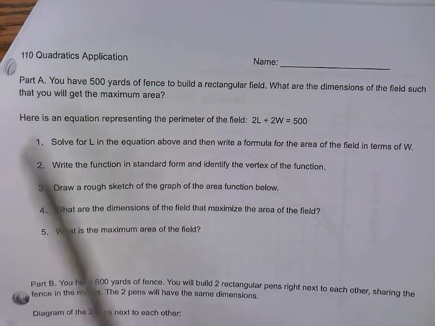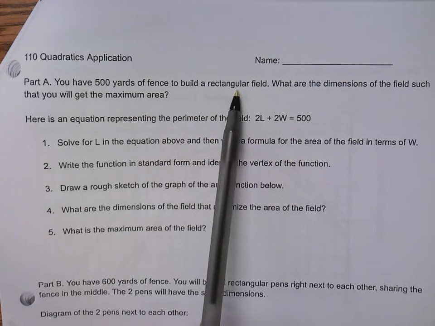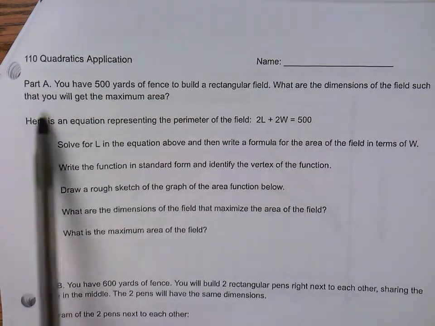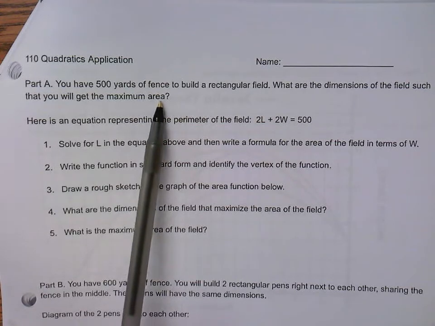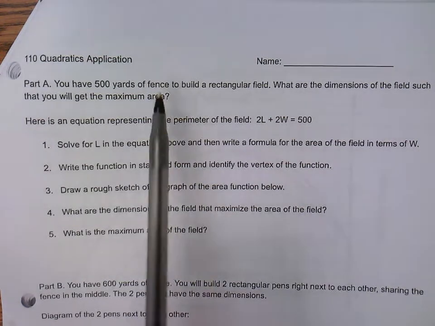So this situation is you have 500 yards of fence and you have to build a rectangular field. What dimensions should you use so you can get the maximum area? You could do a long and narrow one. You could have less on the width and more on the length. So you've got to split up these 500 yards.